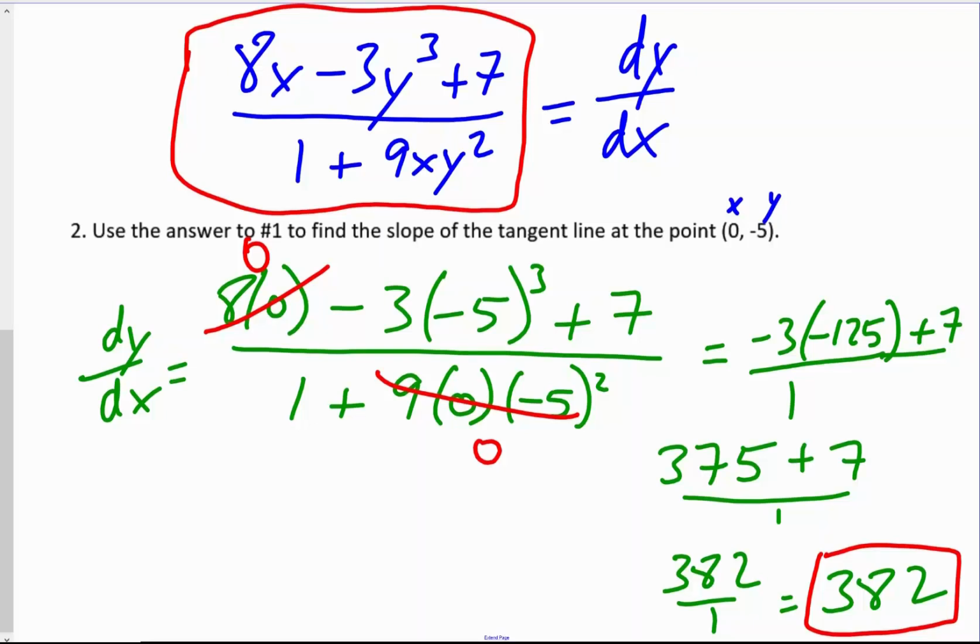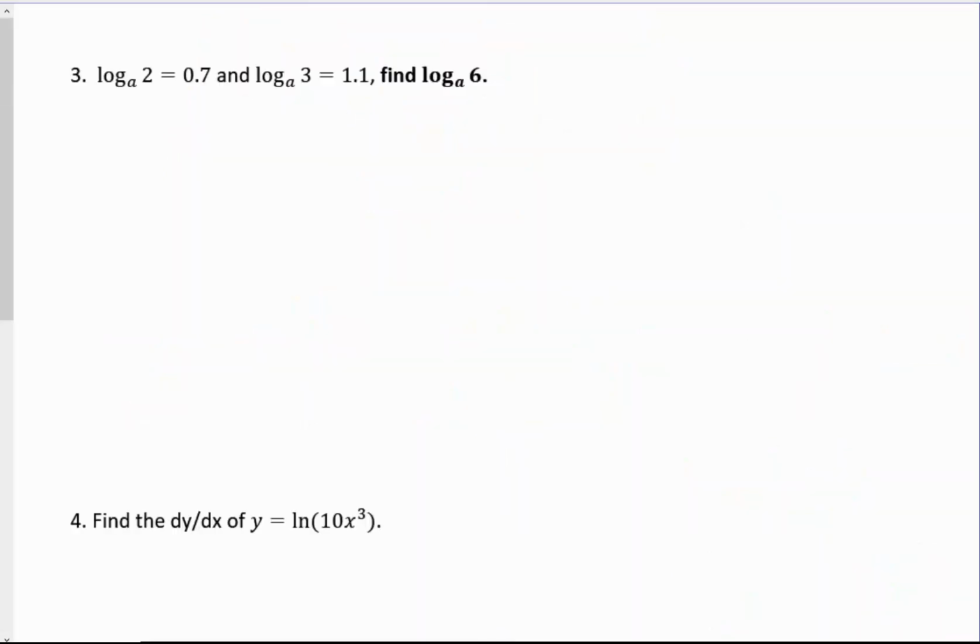Okay, let's take a look at number 3. Log base a of 2 equals 0.7. Log base a of 3 equals 1.1. Find log base a of 6. Okay, so we don't know what base a is, but it doesn't matter. We could use the properties of log to split up log base a of 6.